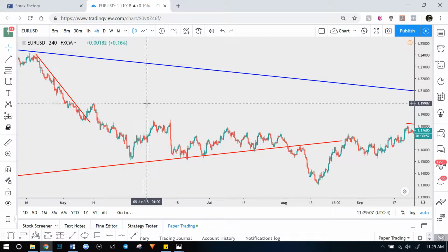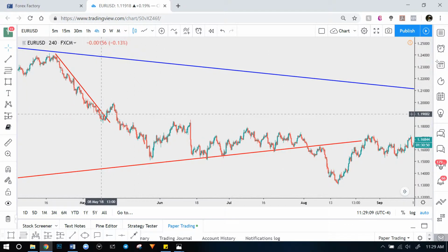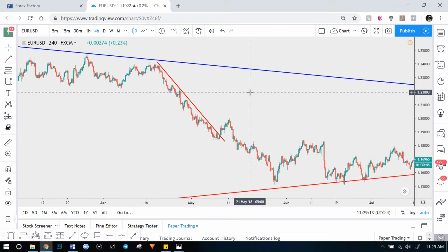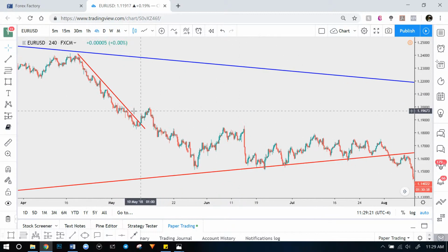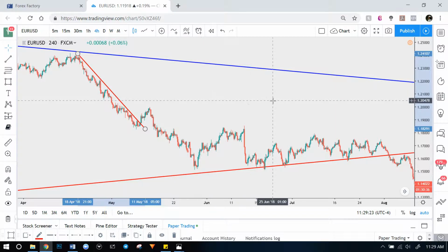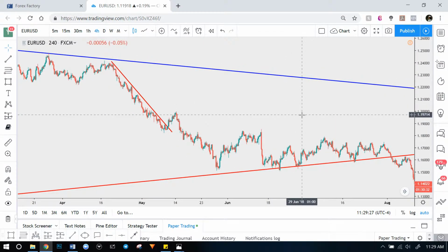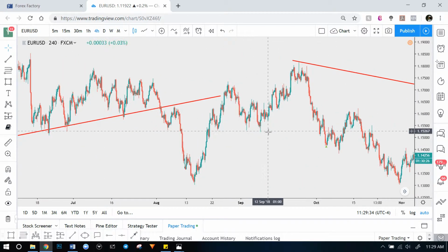However, you have to be careful on the retest of a steep trend line. You have to be careful on the break of a steep trend line, because the break of a steep trend line doesn't necessarily mean price is reversing. It could just mean it needs more space to retrace.